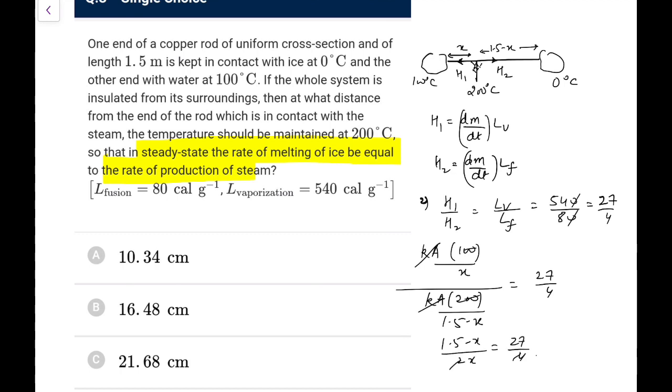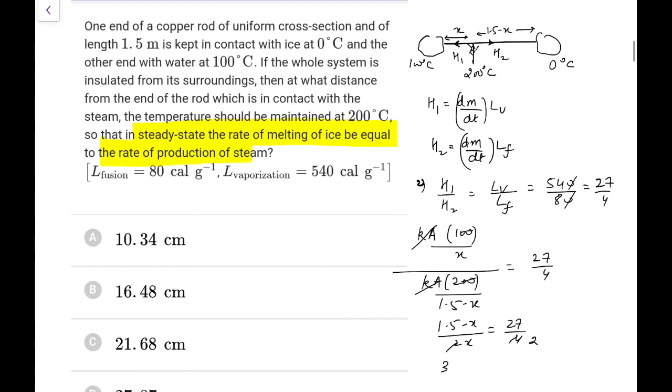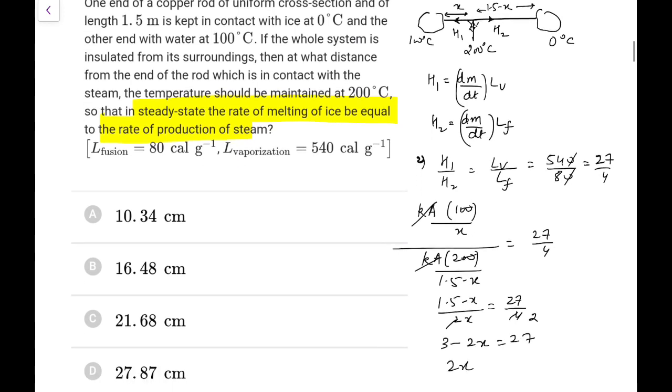Let's say, let me cancel it to 2. So what I get, 3 minus 2x is equal to 27. So what you have, 2x is equal to... I think something is coming as negative, which should not be the case. Let me check if the calculation is perfect. Okay, there is x also, 27x, so that's why I was thinking there is something wrong.